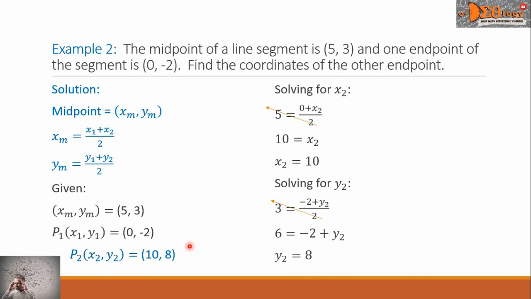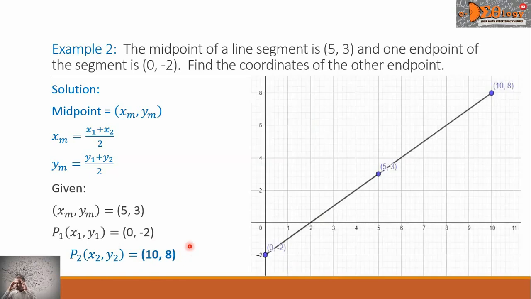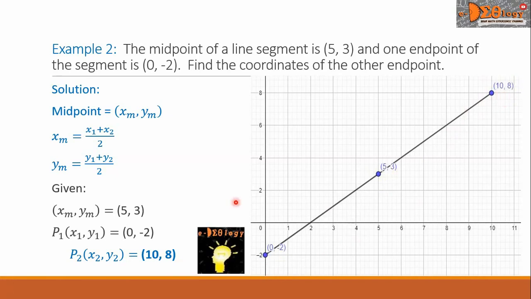Now let us plot the points. We can see here that the 5, 3 or the midpoint as given in the problem is here. The point 0, negative 2, the P1 is here. And the point P sub 2, which is 10, 8, is here. We can see that the midpoint 5, 3 is between the two endpoints. This is our final answer.